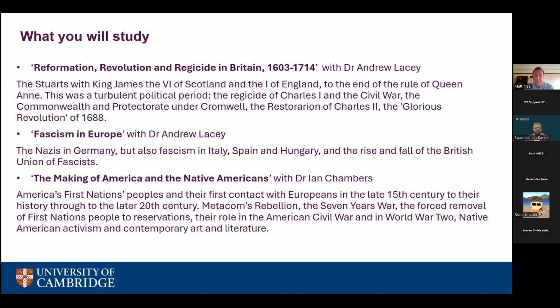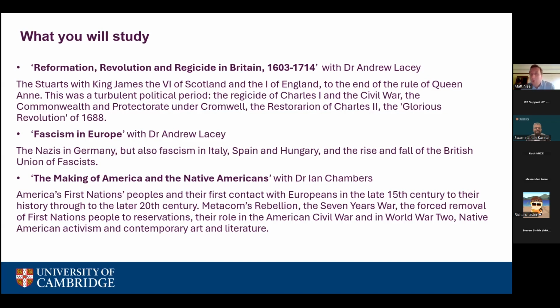This was a very turbulent political period, so hooray, lots to study. There's the regicide of King Charles I in 1649. There are the civil wars, the Commonwealth and the Protectorate under Oliver Cromwell, the Lord Protector. The restoration of the monarchy and the church under Charles II in 1660, and the so-called Glorious Revolution of 1688.